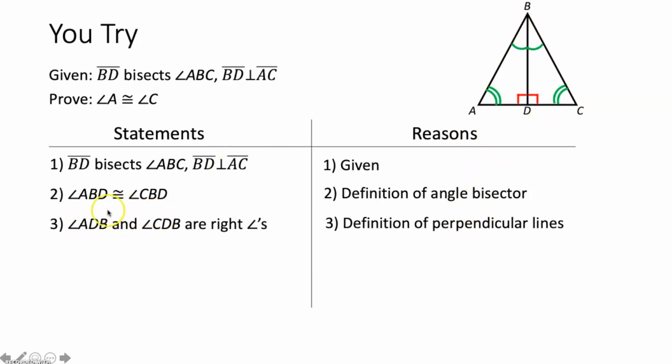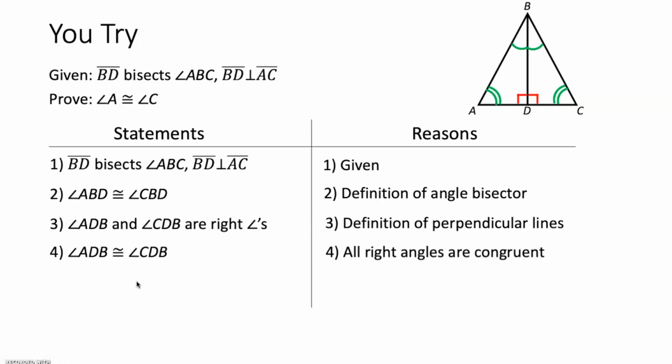Then, because these two angles are right angles, we know that they must be congruent because, we said earlier in the right angles theorems, all right angles are congruent. Lastly, because we've shown that two angles in one triangle are congruent to two angles in another triangle, then the third angles, angle A and angle C, must be congruent by the third angles theorem. And you're done.